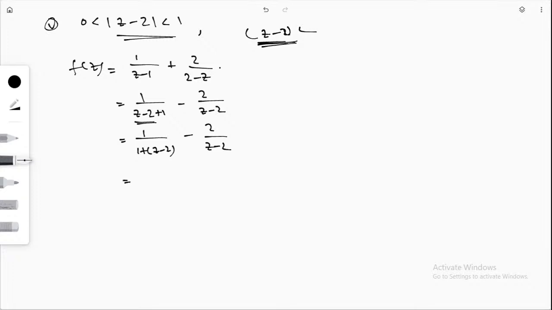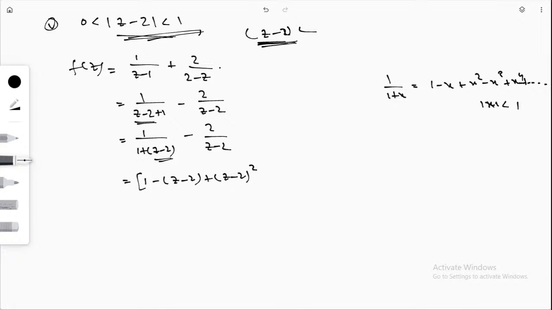Then what is the series expansion of this one? We know this is 1 divided by 1 plus x, here 1 minus x plus x square minus x cube plus x4 minus dot dot dot, where mod x is less than 1. And here mod x is z minus 2, and it is saying already mod z minus 2 is less than 1. That's why I am proceeding in this way. So what I will write, this is 1 minus z minus 2 plus z minus 2 whole square minus z minus 2 whole cube plus dot dot dot minus 2 divided by z minus 2.